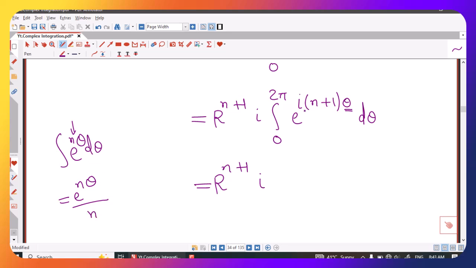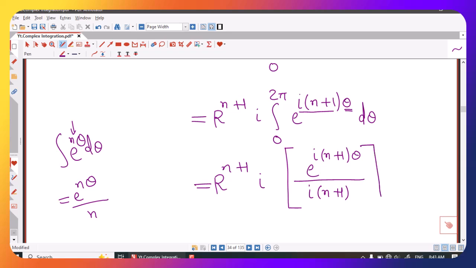Here instead of n we have i into n plus 1, so we will divide by i into n plus 1, and we keep this as it is, e raised to i into n plus 1 into theta, and the limits of theta are from theta equal to 0 to theta equal to 2 pi. So I have applied this integral formula. The integral of e raised to n theta is e raised to n theta divided by the coefficient of theta. Here the coefficient of theta is i times n plus 1, so I have divided by this coefficient, and I keep this as it is in the numerator.